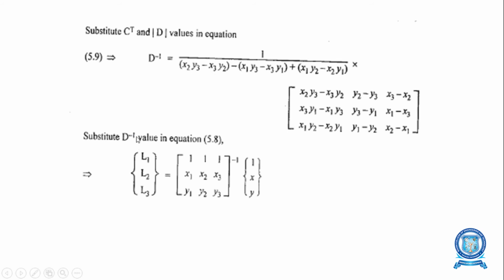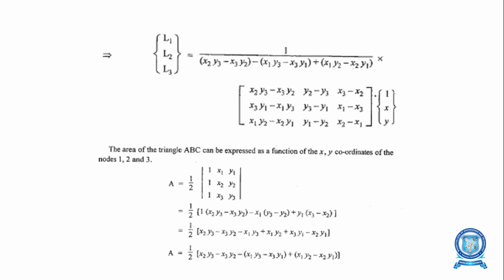Substitute this D inverse value in the equations. So L1, L2, L3 is equal to the inverse of the matrix 1 1 1, x1 x2 x3, y1 y2 y3, into the vector of 1, x and y.